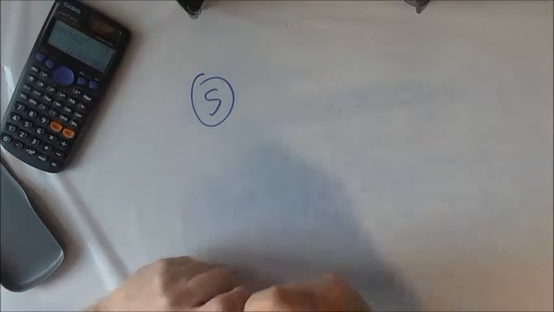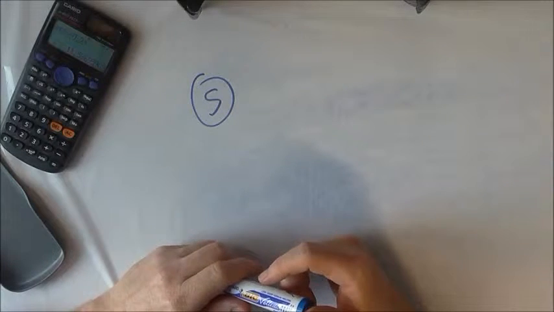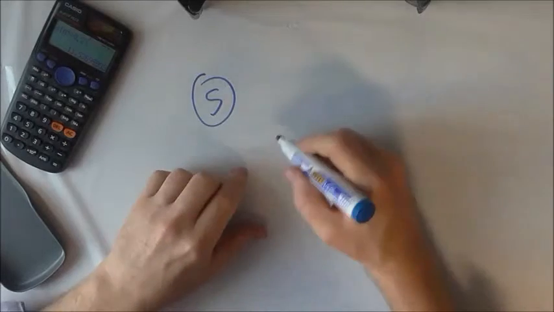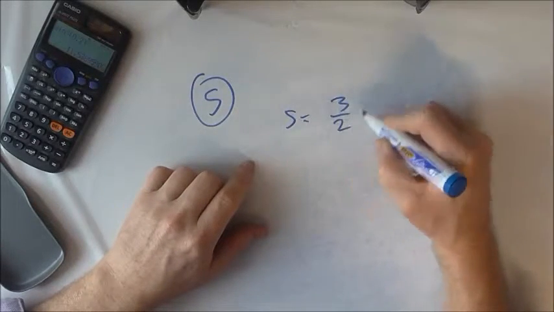Okay, question number 5. The train accelerates from rest from a point O such that t seconds the displacement is given by this.